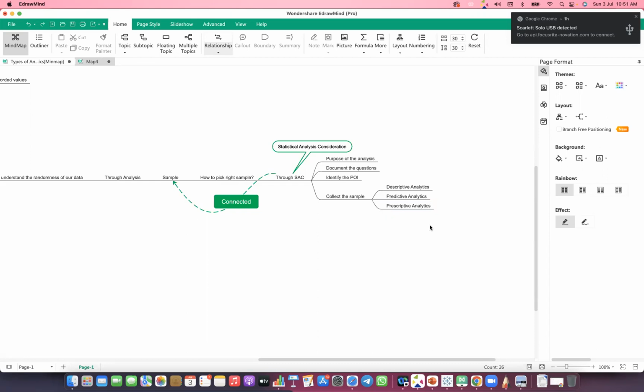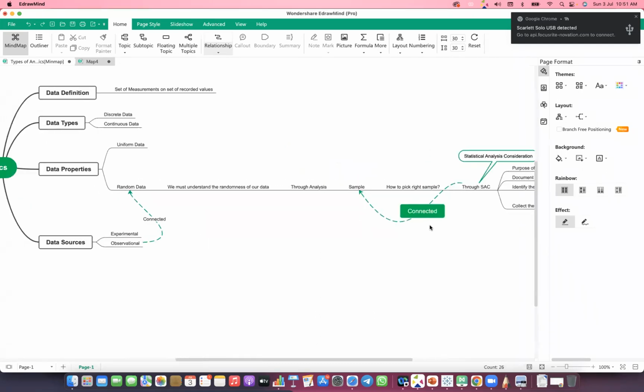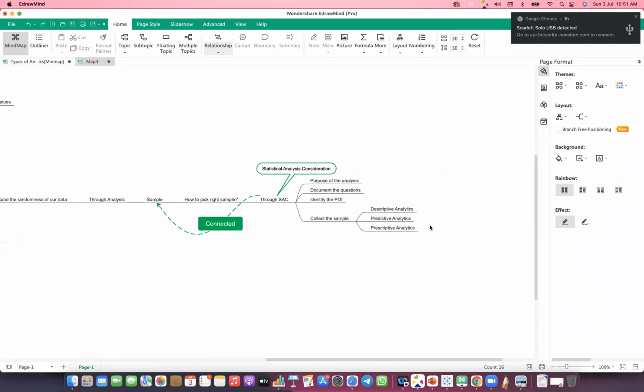Yes, Akshat. Population of interest is based on purpose and document. Means it's like documenting the questions. Absolutely right. So as I said again, this is a discipline. If you want, you can follow it. In case no, I don't want all this, I go directly to descriptive, do it.